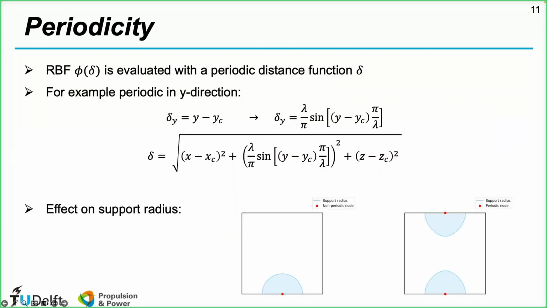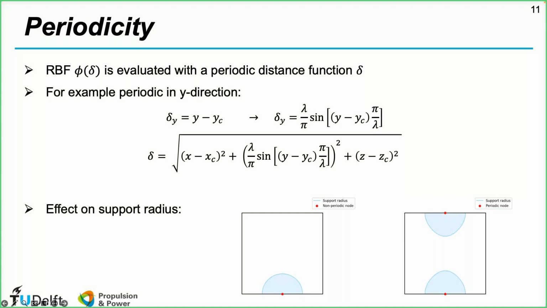And then there's the problem of periodicity. We can actually change the distance functions for which the radial basis function is evaluated. So we can actually make it periodic in a given direction. So for example, in the y direction, we first had that you do it on the basis of the difference between your y coordinate and the y coordinate of your control node. And now you can actually introduce a sign which makes it periodic in a given direction.